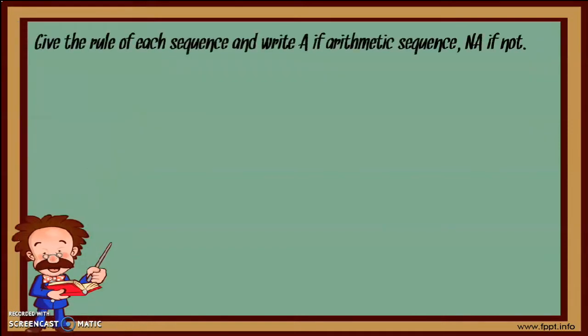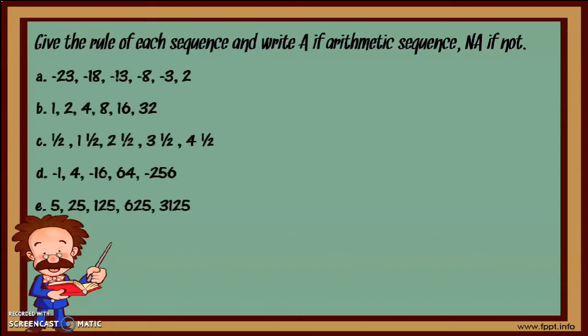Before we discuss, let us answer the following. Give the rule of each sequence and write A if arithmetic sequence and N if not. Letter A, negative 23, negative 18, negative 13, negative 8, negative 3, 2. Yes, the answer is adding by 5. So if you are adding a constant number, then the sequence is an arithmetic sequence.